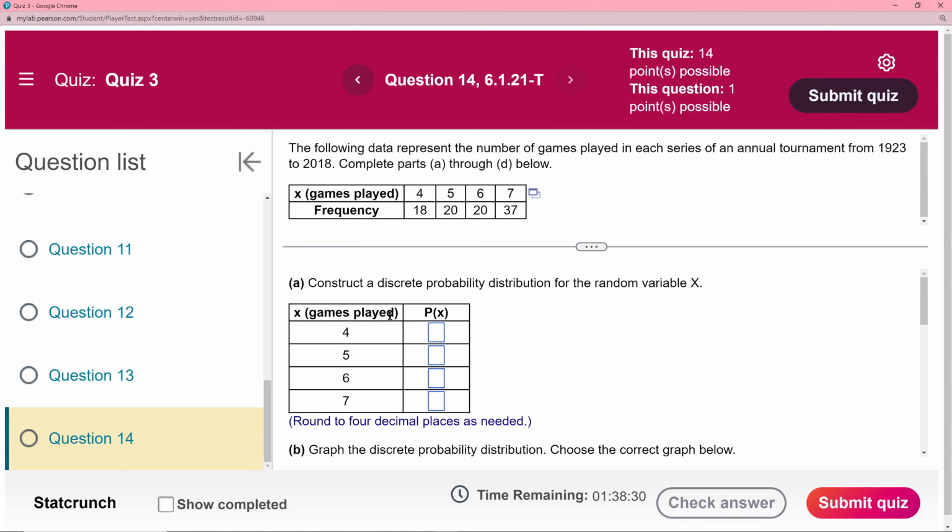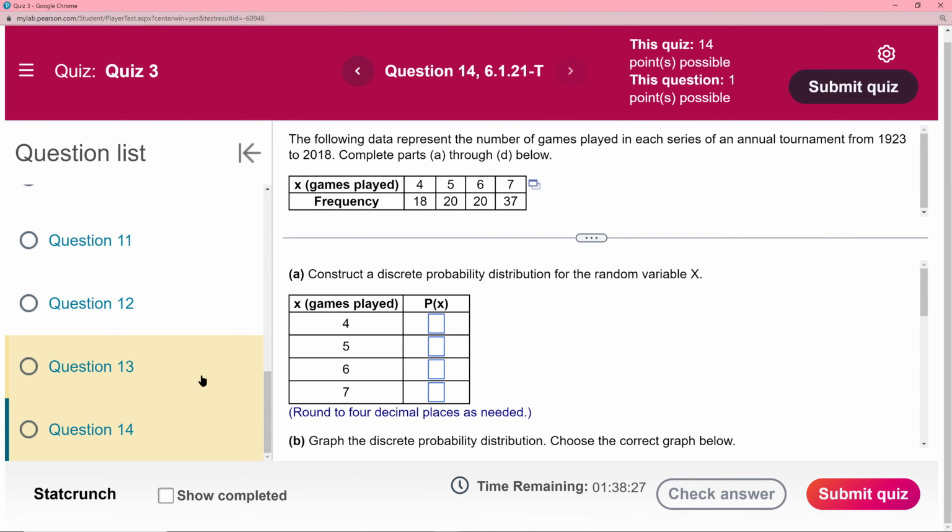Yeah, I don't know what this problem is doing on there. I should remove this one actually.